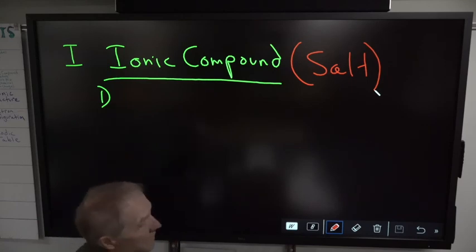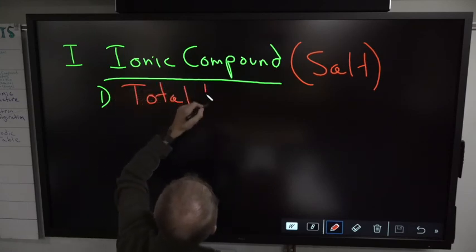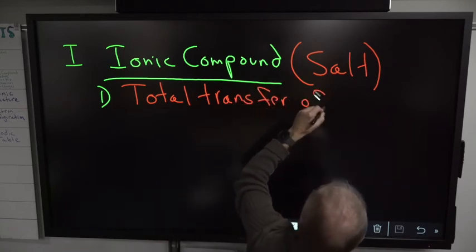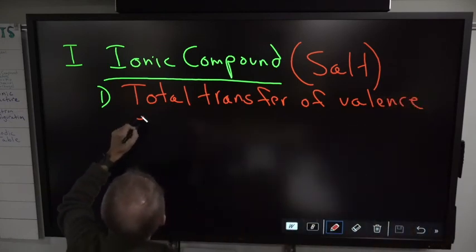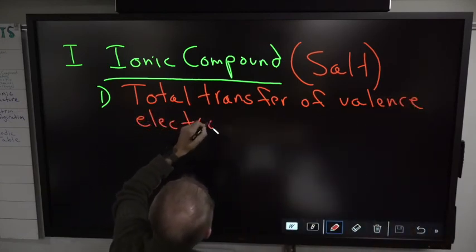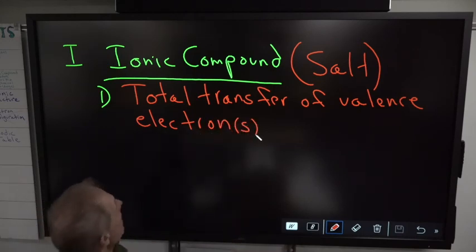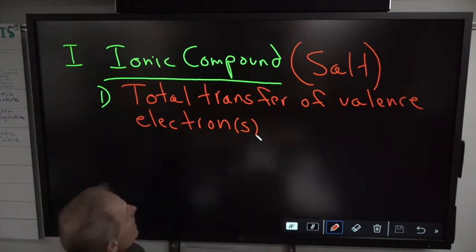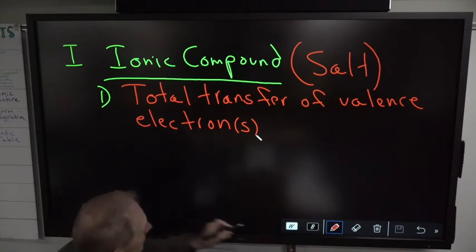So for number 1, the most important thing to know about ionic compounds, so there is a total transfer of valence, either one electron or several electrons. Total transfer of valence electrons. That is number 1. Now, number 2.